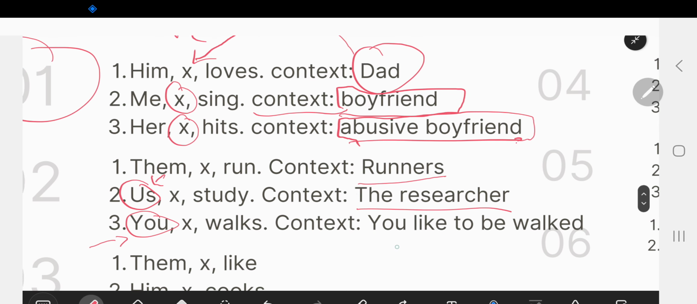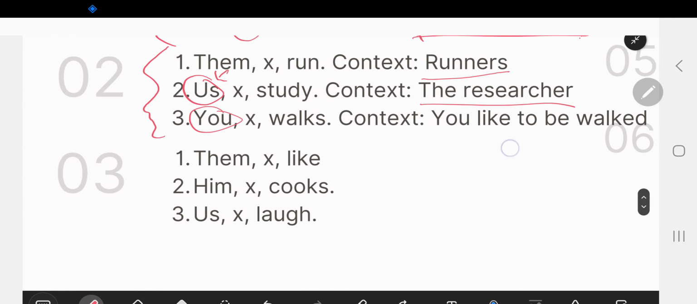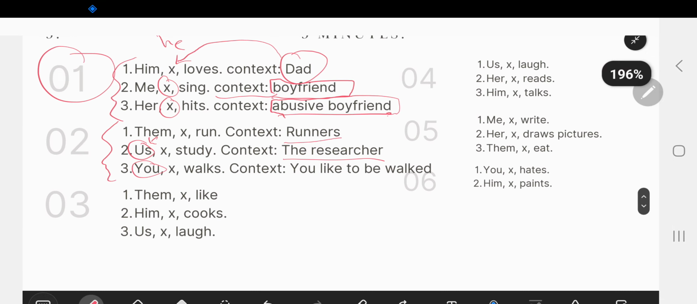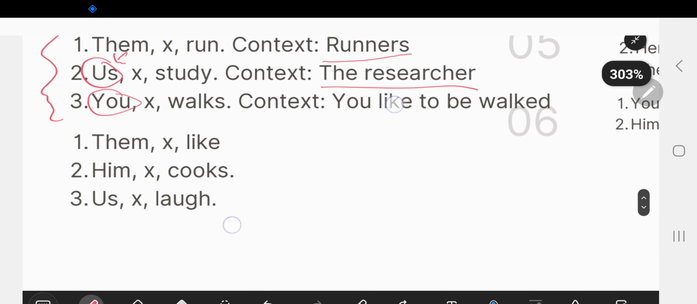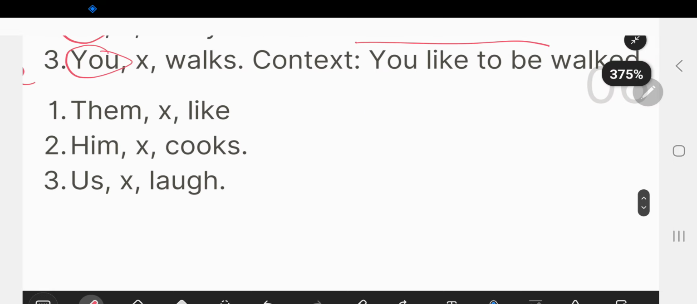So you like to be walked. Then somebody walks you. Someone walks you. Because the context is you like to be walked, so someone walks you. These are all objects. And I will perhaps do this last one just for you. If you think you can do it, just try to do it. And if not, then I will do it for you.